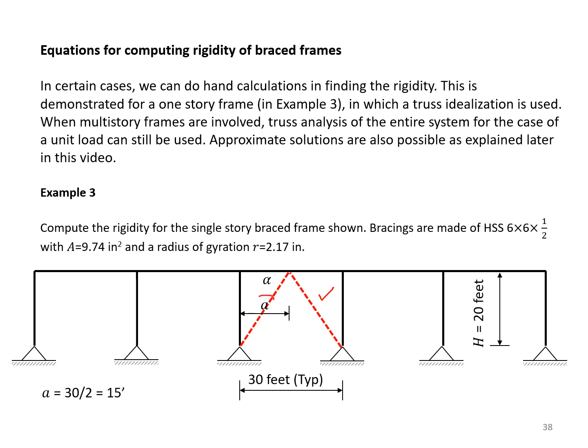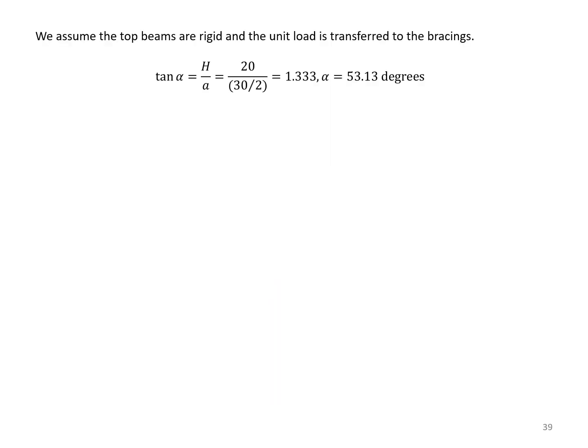And this distance A is 1/2 of this 30, right? So it's 15. The elements are HSS 6 by 6 by 1/2, with a cross-sectional area of 9.74 and radius of gyration 2.17. So here, when we put the unit load in here, we assume that top beams are all rigid, and these braces are the only thing carrying this load and deform. So let's see how we can do the calculation.